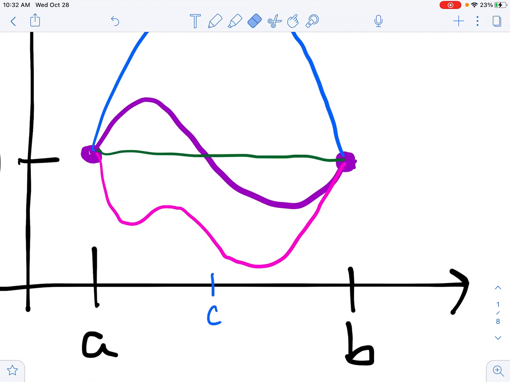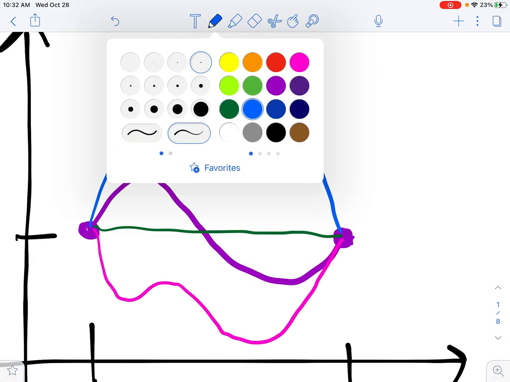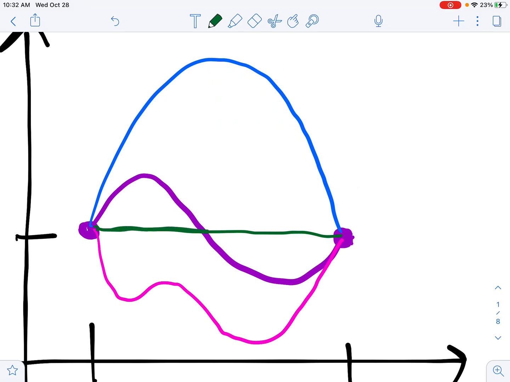All right, so that's the idea here. So there's always at least one, and intuitively that should make sense. Here, look at the green one. That's a slope of 0 all the way across.